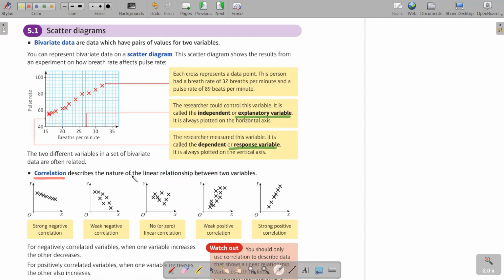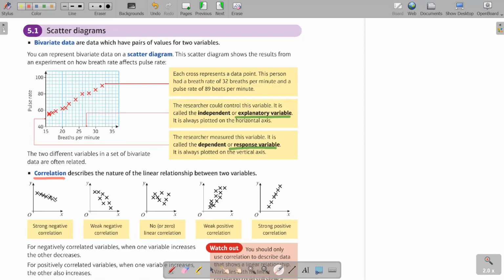Okay, so don't worry about the big words. They are really easy. When it comes to the point, you'll find that it's really easy. So correlation, what does correlation do? It describes the nature of the relationship. Now look at this. They have given you 5 graphs here, and they're asking you to describe the correlation. All right, so we'll look at the first graph.